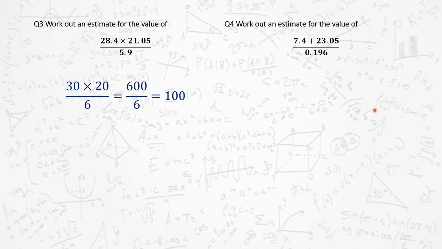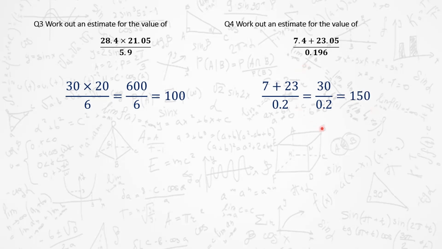Question 4. Work out an estimate for the value of 7.4 plus 23.05 over 0.196. 7.4 could be rounded to 7, and 23.05 I would leave as 23 because that will give you a nice rounded number of 30. So this is my intention, 7 plus 23, then the denominator I could round up to 0.2. Therefore, I have 30 over 0.2, which is 150.